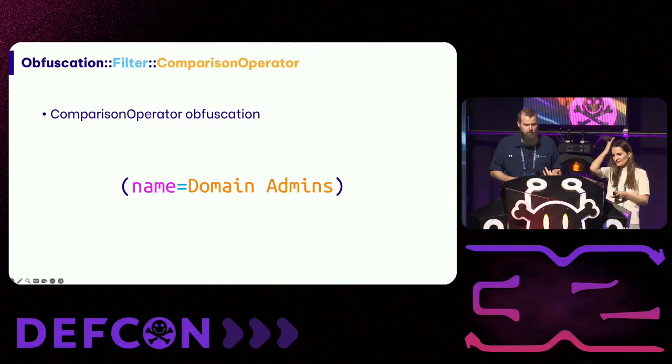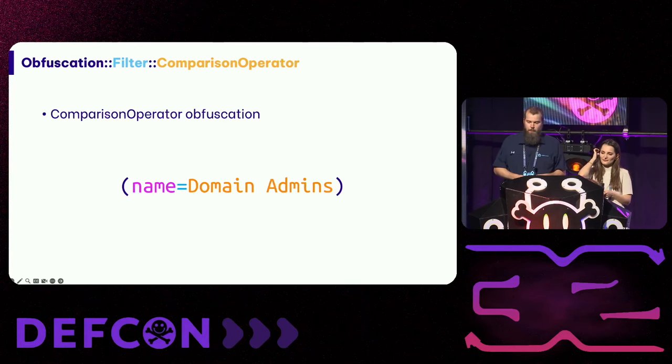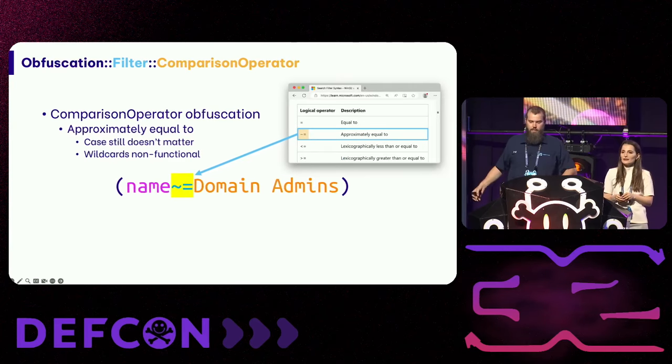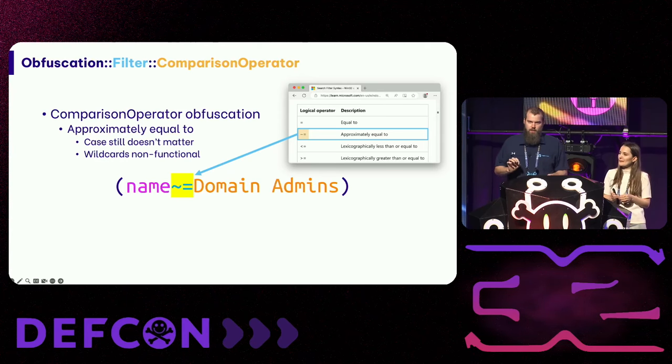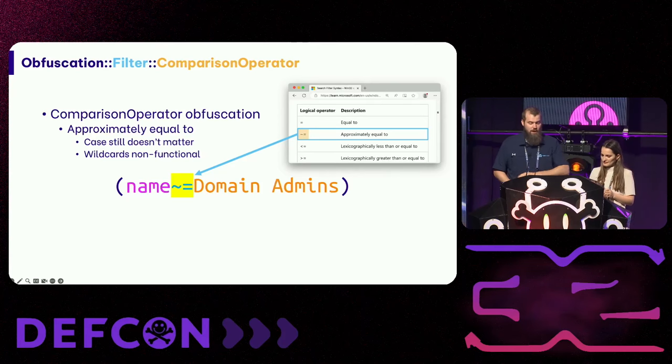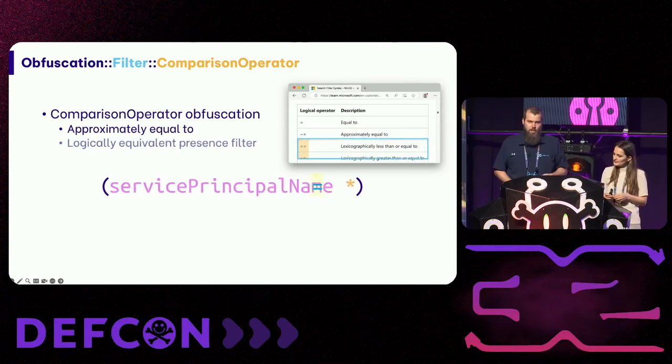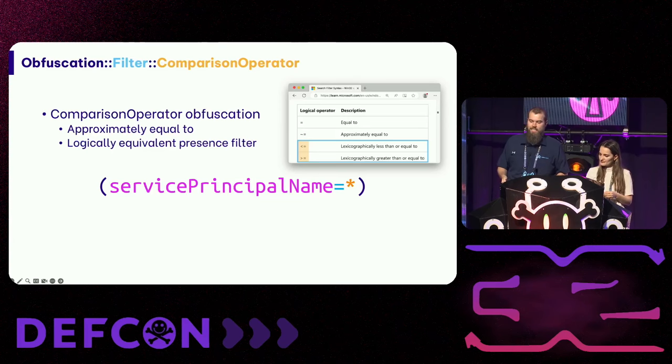So one token down. We've talked about attributes. Next, we're going to look at the comparison operator. Most of the time, this is an equals sign. When it comes to Active Directory's implementation of LDAP, you also have the approximately equal to, because casing doesn't matter, but it does prevent you from using the wildcard and hex characters that we'll be talking a lot more about later. But we're really going to focus on the range operator: greater than or equal to, less than or equal to.